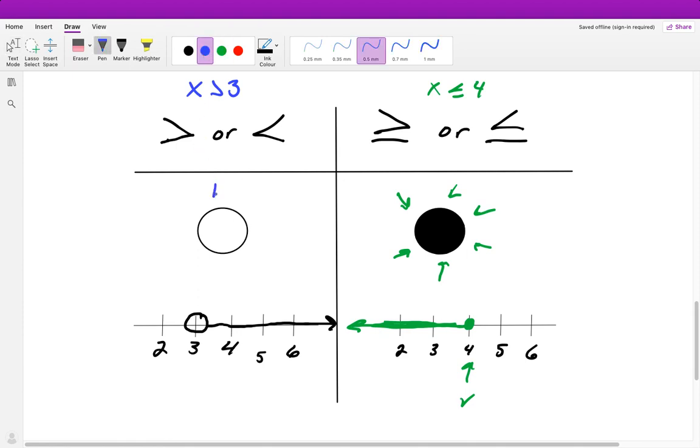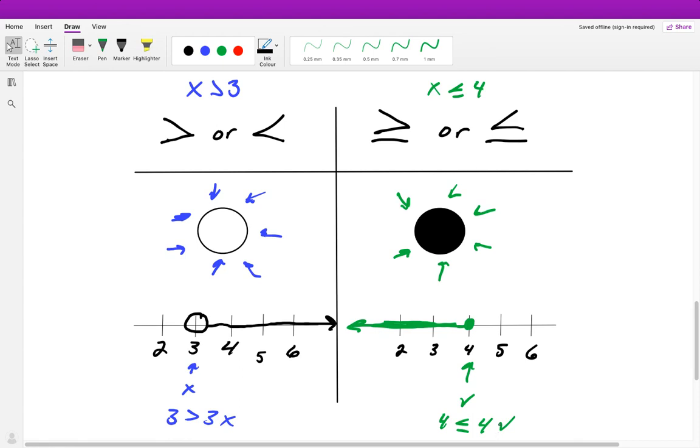Whenever it is just an open circle like we have here, that means it is just greater than or just less than, not equal to it. So in this case, our value 3, if we were to plug it in, would not satisfy it because 3 is not greater than 3, whereas 4 is less than or equal to 4. So that's why it's very important that you understand the difference between when we have a colored in circle versus when we have an open circle.